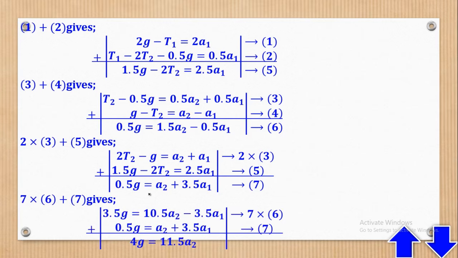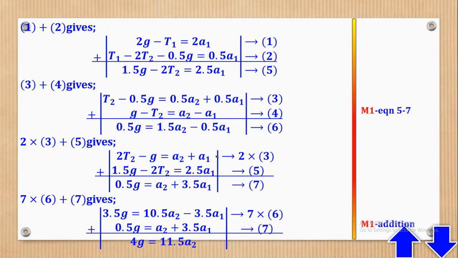The aim of doing all this is to eliminate the tensions so that I remain with only the accelerations, and I can easily get the accelerations. When I add this and this will give me 4, this with this will give me this, and this with this will give me 0. So I only have a2 as the only unknown. Before we go to the next slide, let's see how much can be awarded. All these 3 equations, m1, and adding those equations, that is to come up with only one unknown, that is m1.